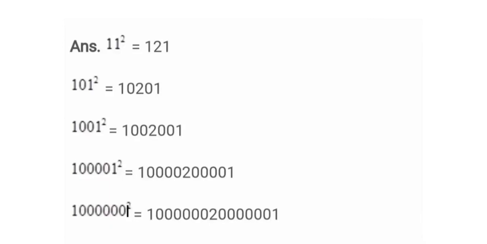Okay, see this one, 1, how many zeros? 4 zeros and 1. So what answer will come? 1, 4 times 0, 2, then again 4 times 0 and 1. See the next one, 1 and how many zeros? 6. 1 square. So what is the answer? 1, then 6 times 0, 2, again 6 times 0 and 1.